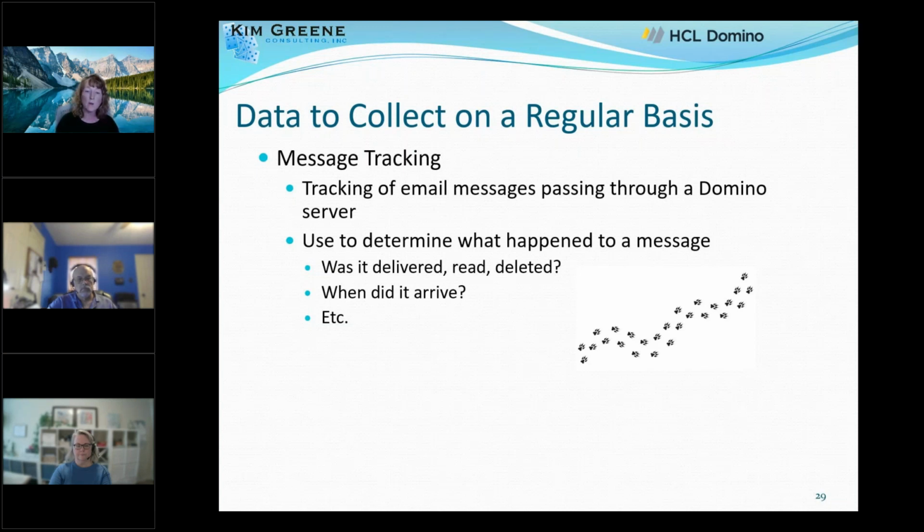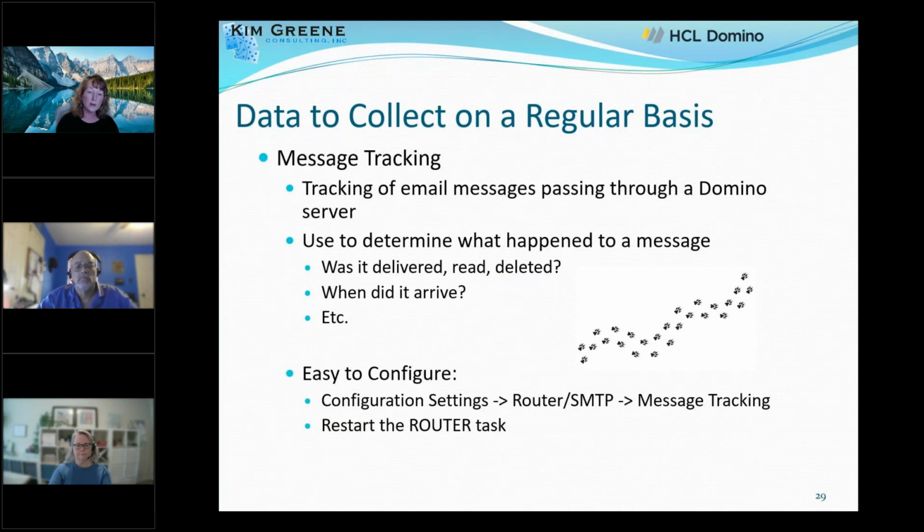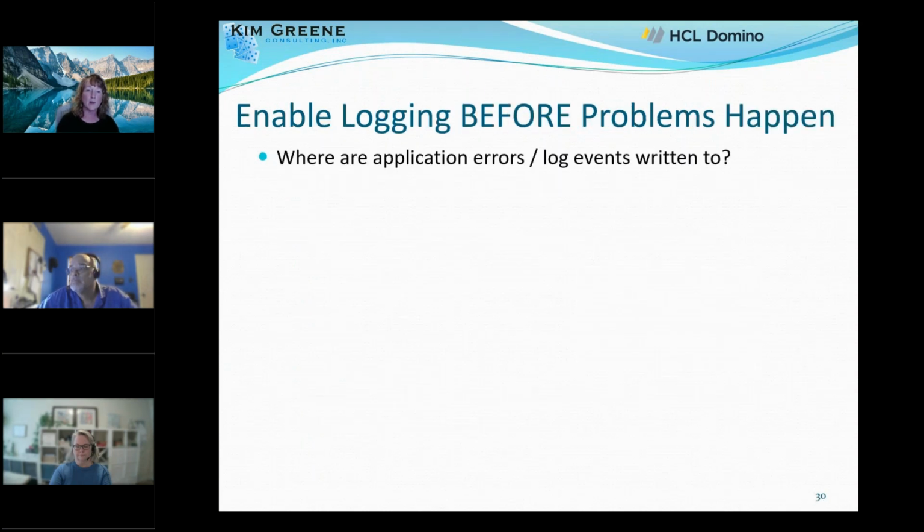Who was it sent from? What servers did it pass through? How did it get there? So lots of really great detailed information. Super easy to set it up. You go into your configuration document on the router SMTP tab, go into message tracking and set your settings the way you want them, and just bounce the router task or just wait 3 to 5 minutes and those settings will be in place. So really critical to have that enabled as well.